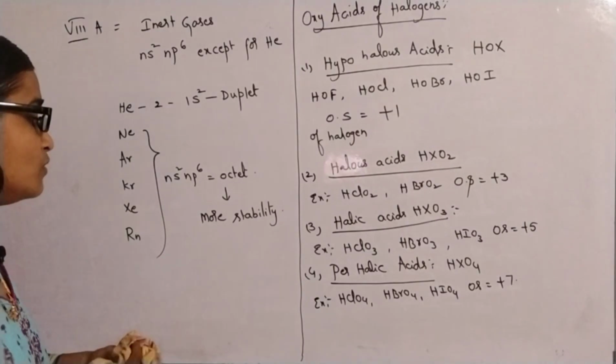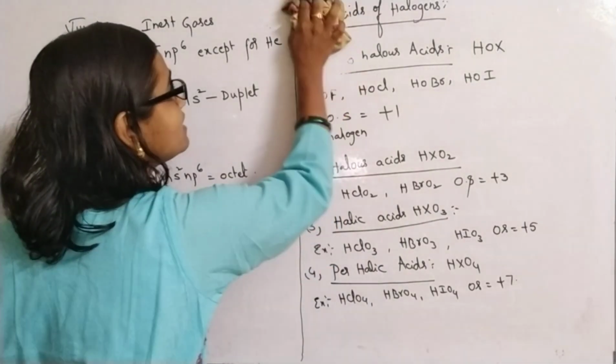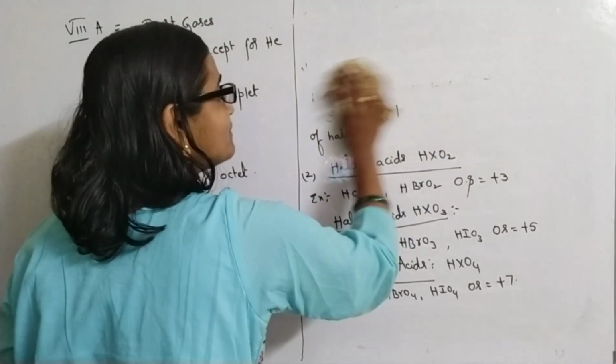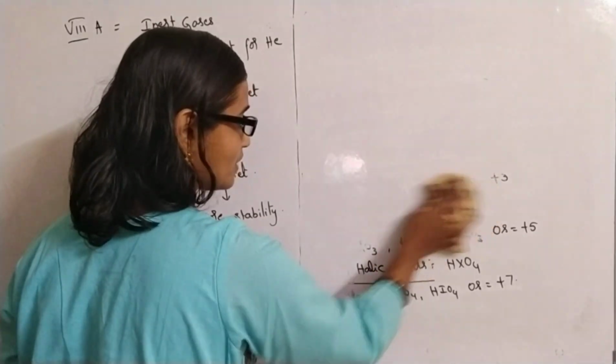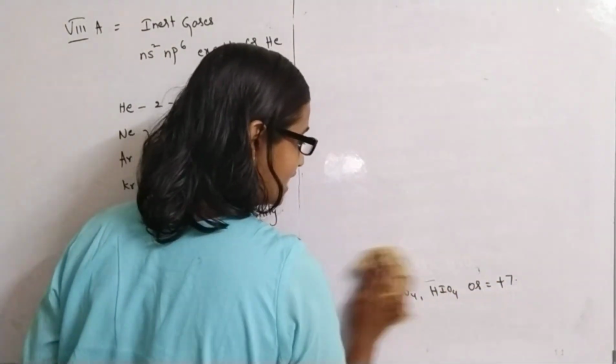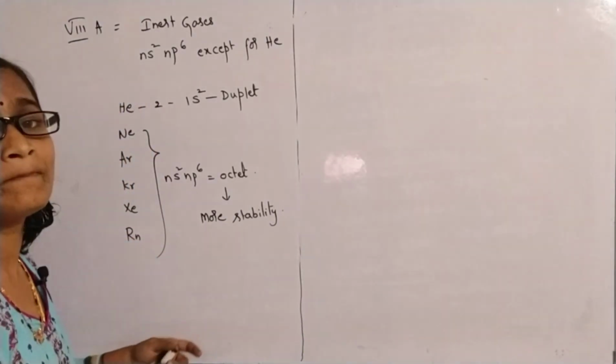Okay, so more stability will be there for inert gases. Why are they said to be inert? They all are monoatomic gases. They don't have all these periodic properties. Generally, if you go for atomic size, down the group atomic size increases, that you know.